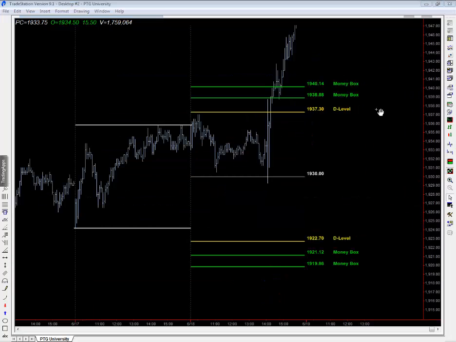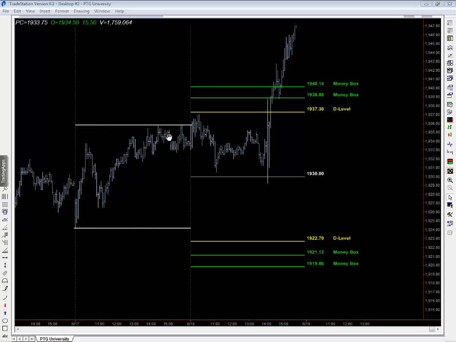The next component we'll take a look at is the D-level money box, DLMB, and this calculates the 113.5, 127.2, and the 138.2 range extension levels based upon the prior day's high-low range. Now, this is a static indicator. It begins painting at the beginning of the session, and it's calculated simply based upon the prior day's high-low range. I've noted here yesterday's high-low range, these white horizontal lines.